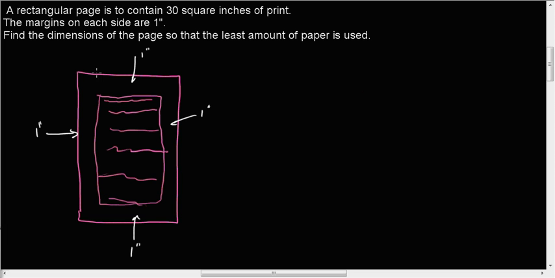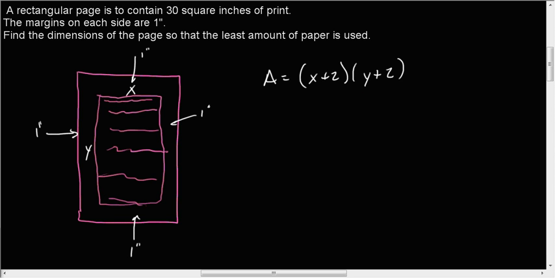And now, find the dimensions of the page so that the least amount of paper is used. Okay, so now we don't know how much print is used on each. So let's call this x, let's call this y. So if we look then, the area of this whole piece of paper is going to be x plus 2 times y plus 2.